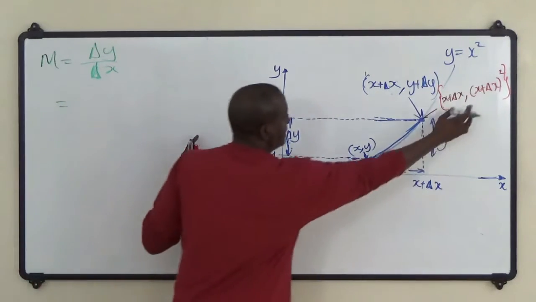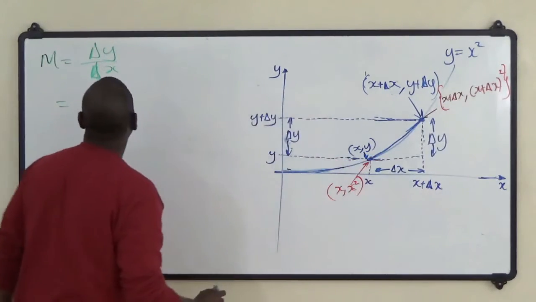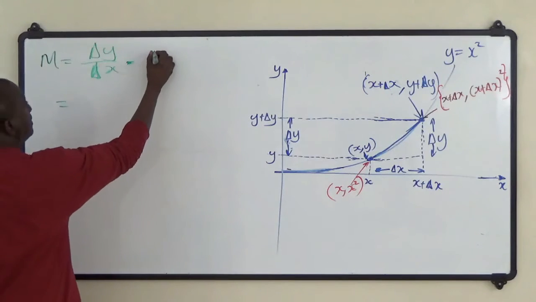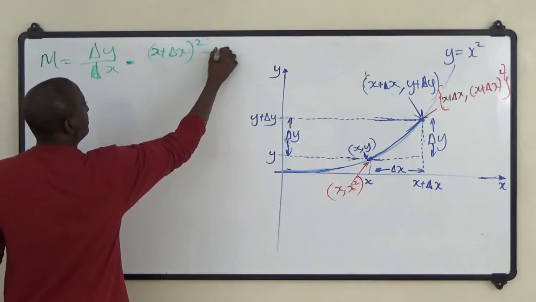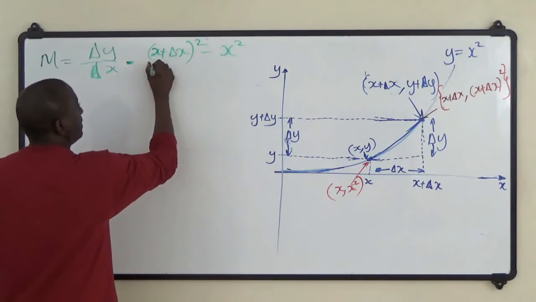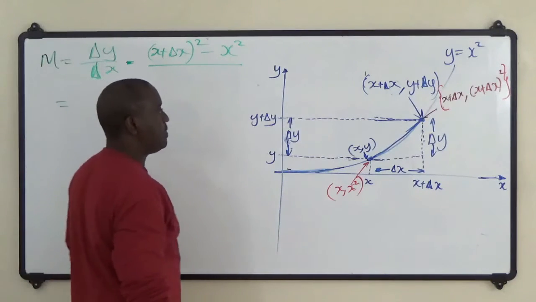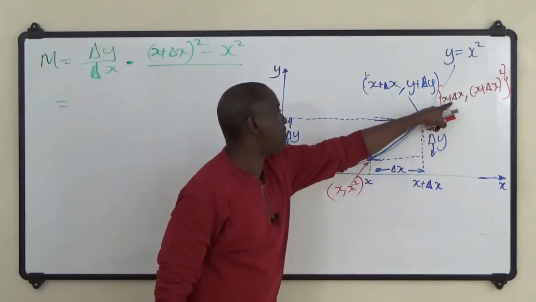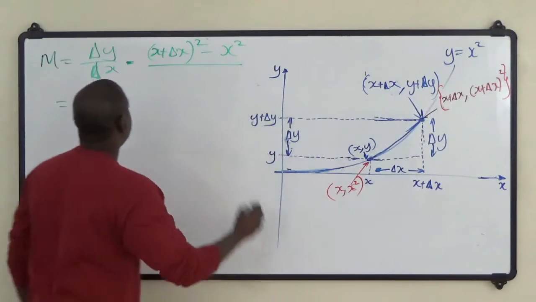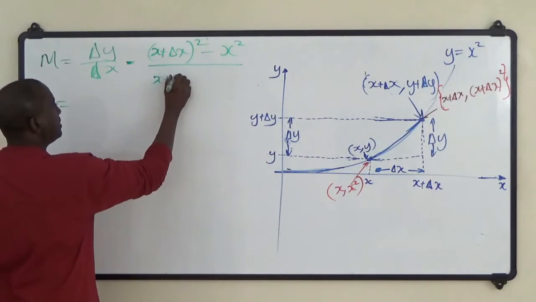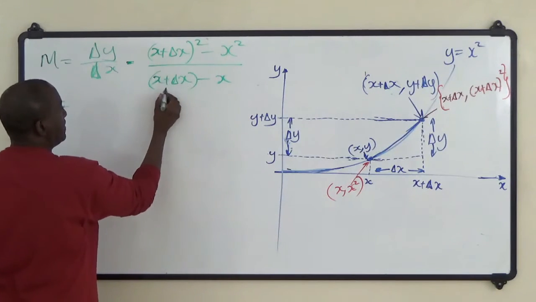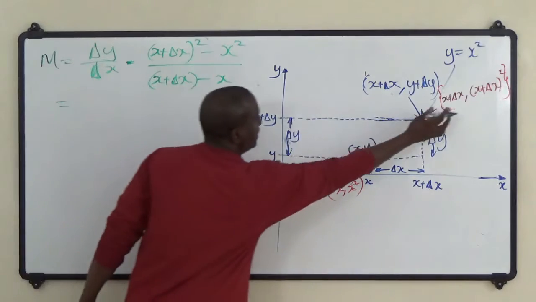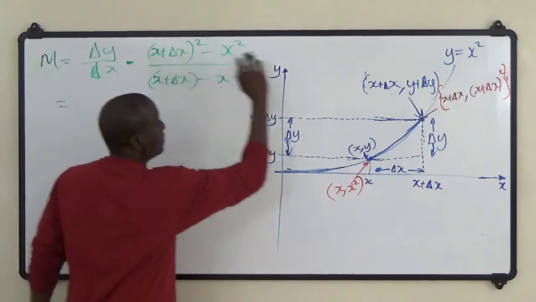So it will be x plus delta x squared minus x squared. So the change in y will be x plus delta x squared minus x squared, and the change in x will just be x plus delta x minus x. It will be x plus delta x minus x. All right? So this is the x coordinate here. This is the y coordinate here.